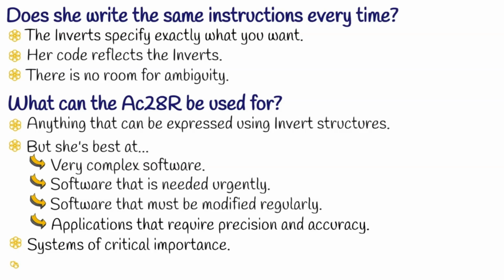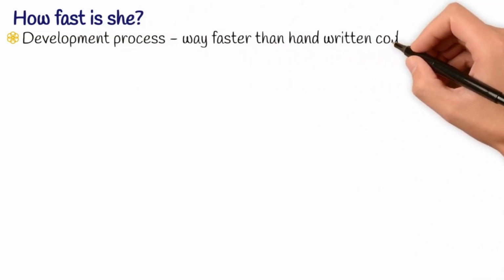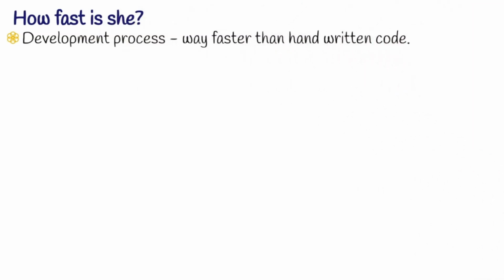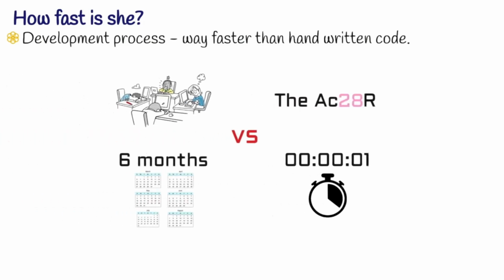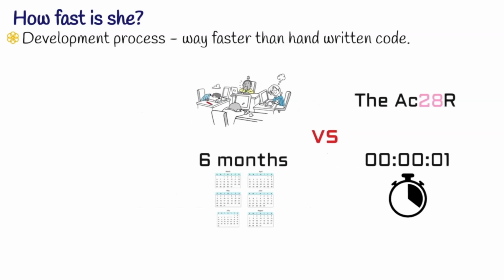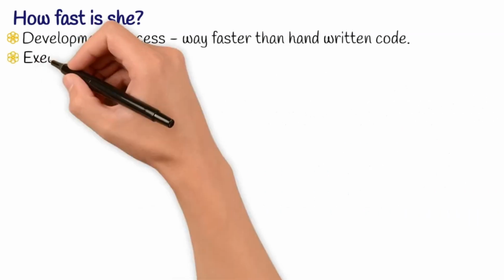She can also be used to troubleshoot existing legacy software, and to make sure it really is doing what it's supposed to. Here, the advantages over traditional hand-built software are overwhelming. How fast is she? In terms of the overall development process, the actuator is orders of magnitude faster than if you had to use software engineers to write code by hand. A typical software project that might take several coders 6 months can be built by the actuator in less than a second.